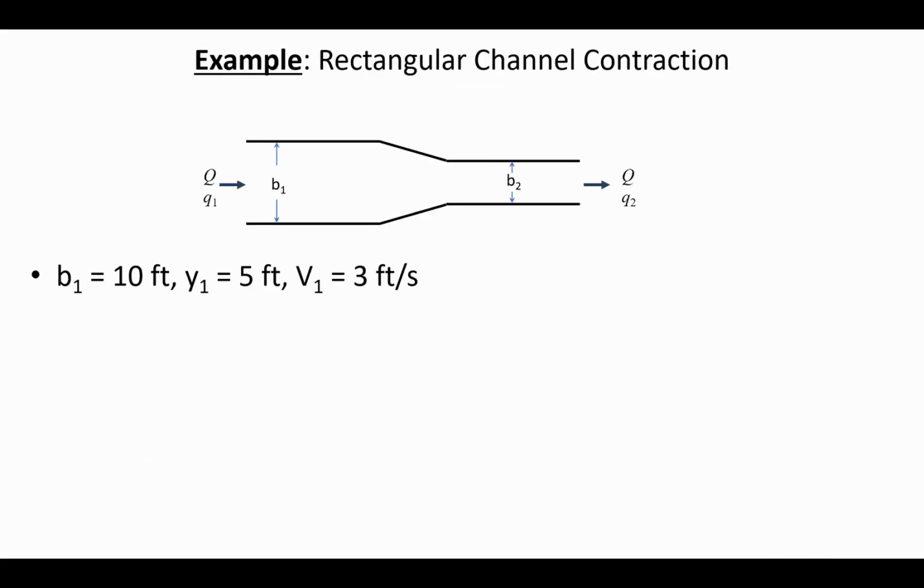Okay, so similar process to before, except this time we're neglecting the effect of the transition. In other words, we're not accounting for a loss. The C value doesn't need to be thrown in there. So we know the width of the channel, the depth of the flow, and we're given the flow velocity is 3 feet per second for this one.